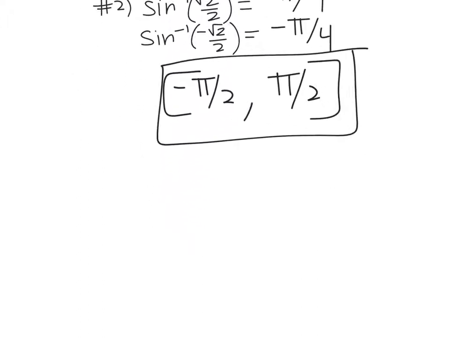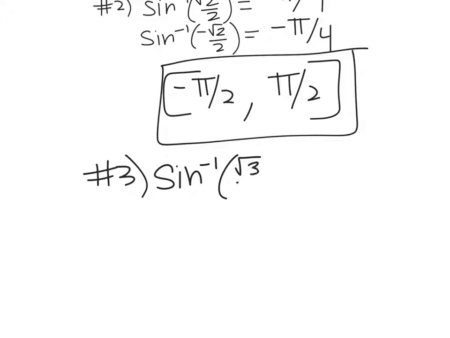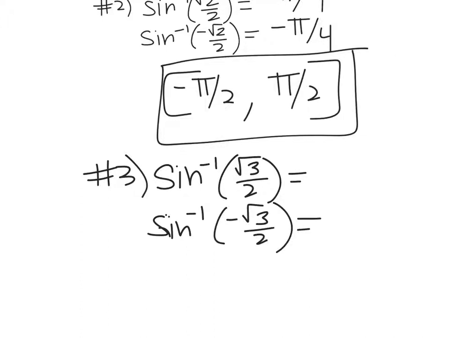So let's try this one, number 3. Let's find the sine inverse of rad 3 over 2, and then we'll find the sine inverse of negative rad 3 over 2. Okay? And then you'll get used to it, and you'll be like, oh, this isn't so bad. At first, it's like, what in the world is this, right? But you'll get used to it.